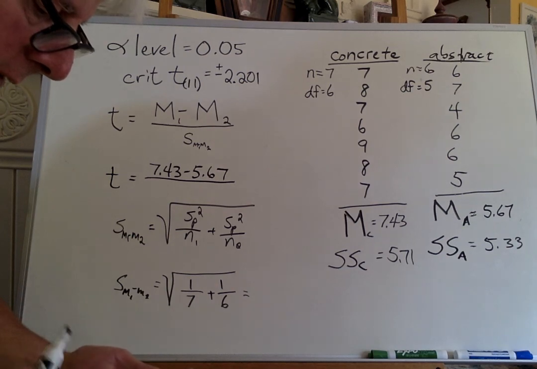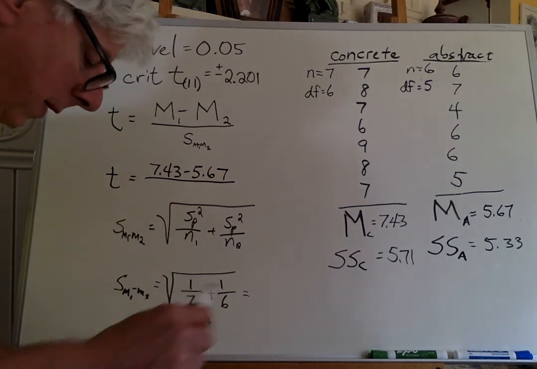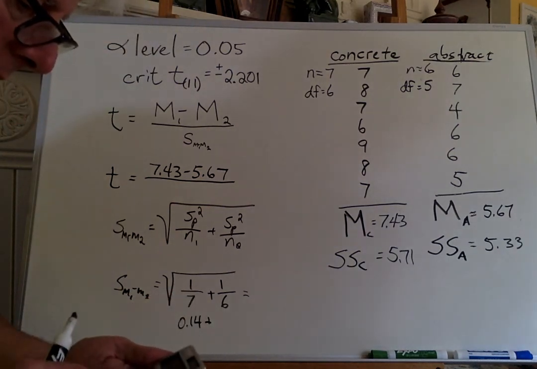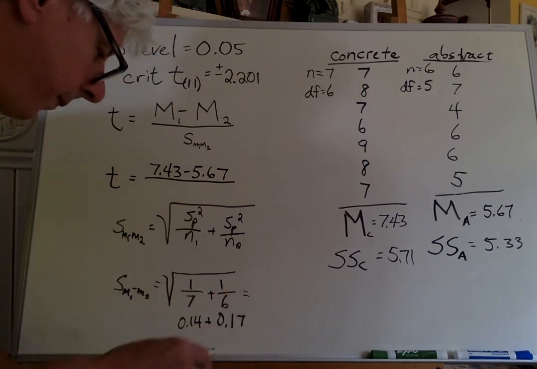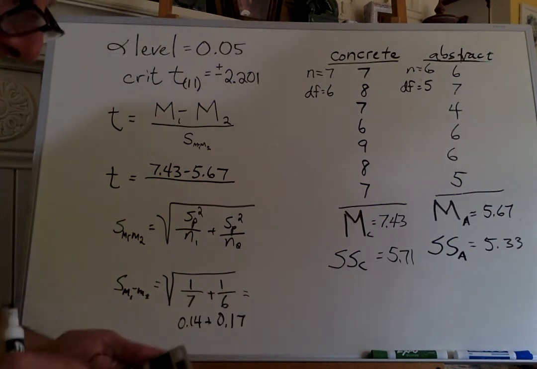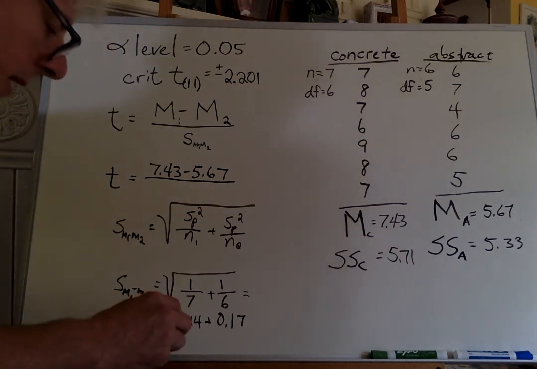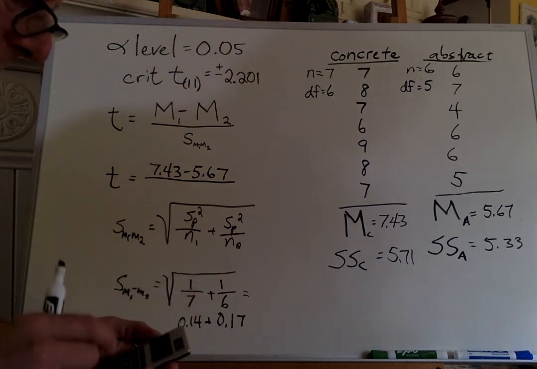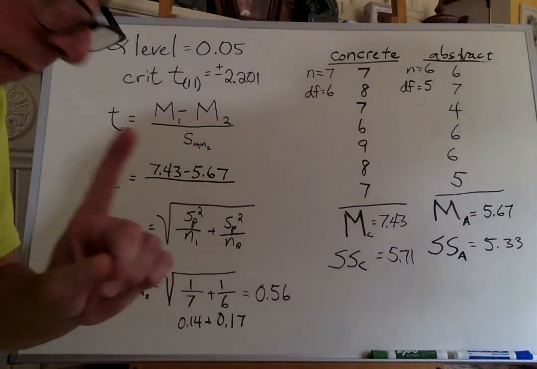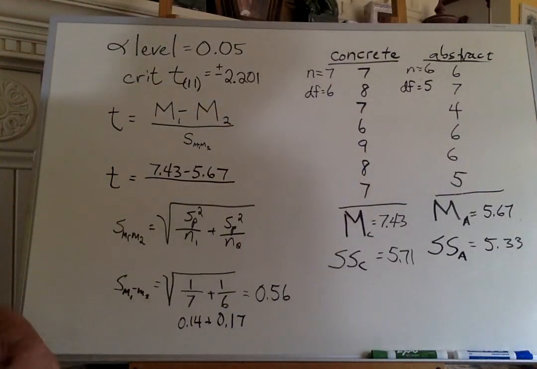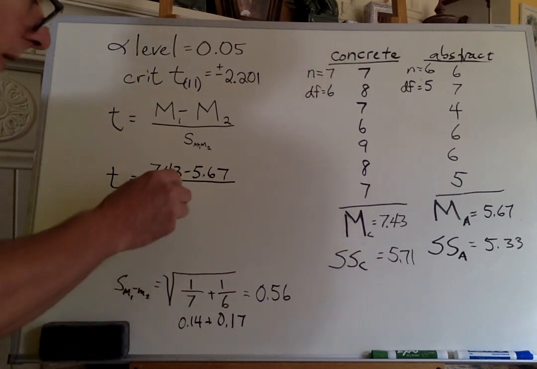So 1 divided by 7 equals 0.14. 0.14 plus 1 divided by 6 equals 0.17. We'll add those together. 0.14 plus 0.17 equals 0.31. But remember, we have to take the square root of that. And so our value is 0.56. Let me get my eraser. 0.56 is my value for this. Put it here.